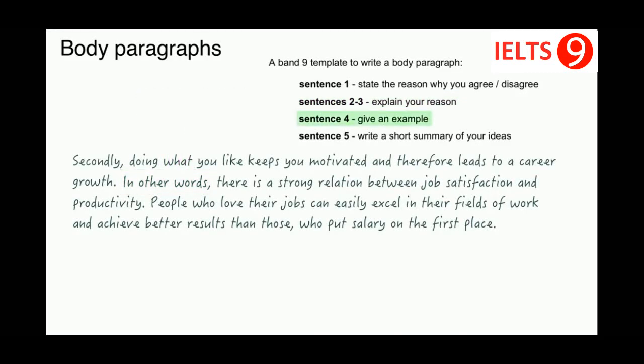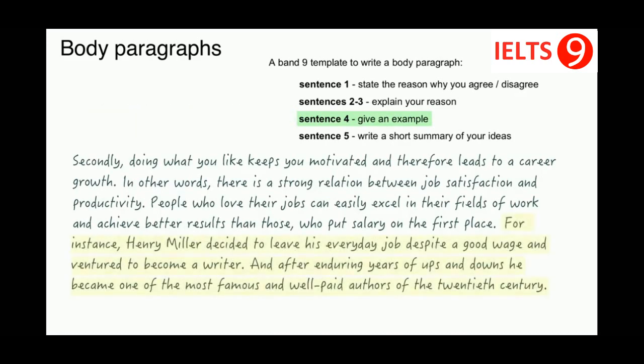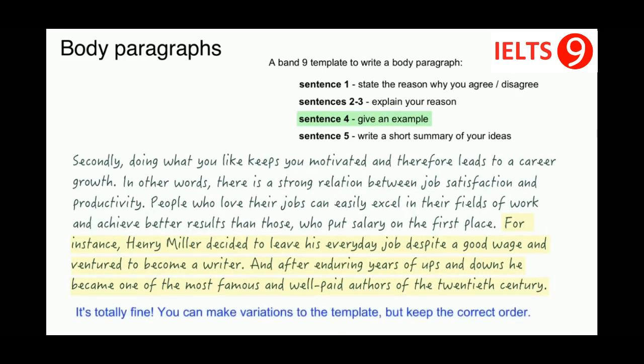Then we write sentence 4 to support the idea with an example. I decided to use an example of American writer Henry Miller. For instance, Henry Miller decided to leave his everyday job despite a good wage and ventured to become a writer. And after enduring years of ups and downs, he became one of the most famous and well-paid authors of the 20th century. You can see that I wrote my example in 2 sentences instead of 1. It's totally fine. You can make variations to the template, but keep the correct order.